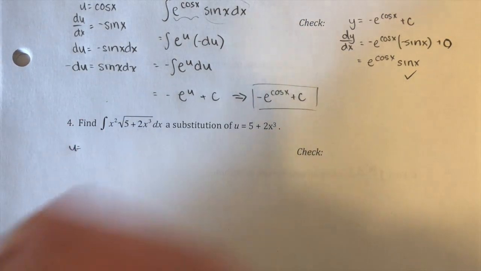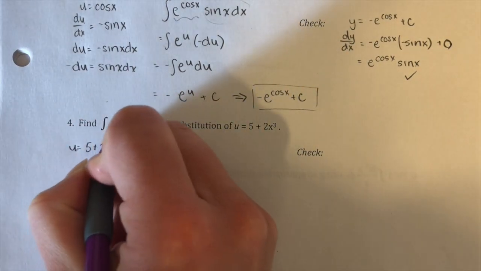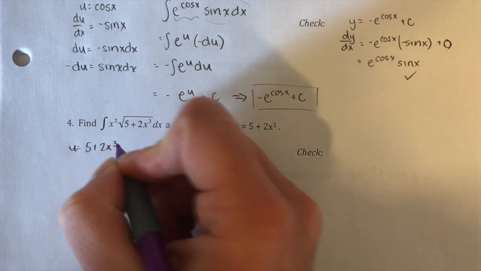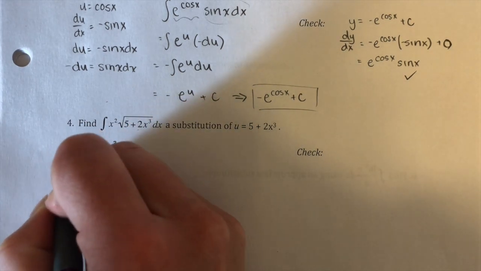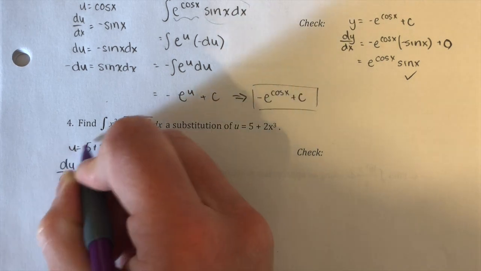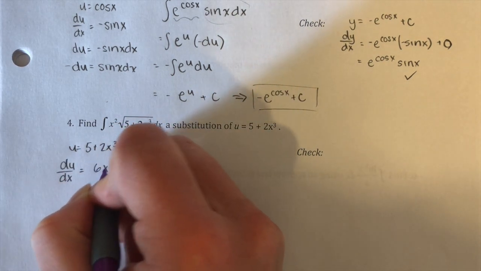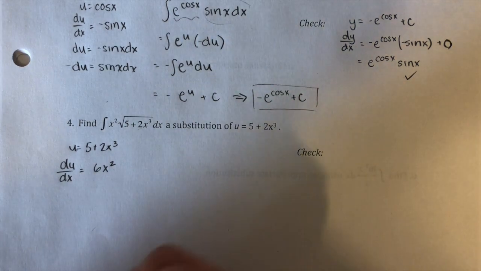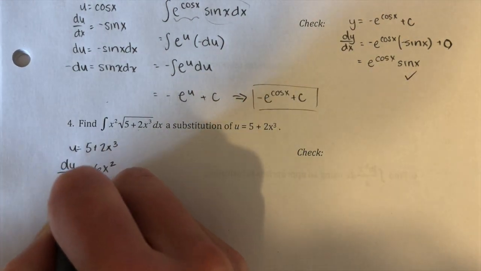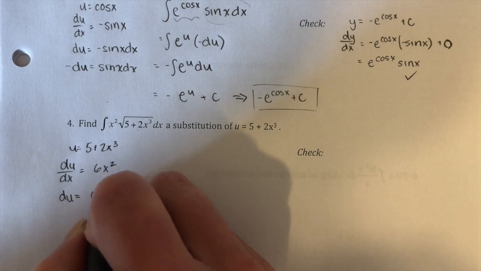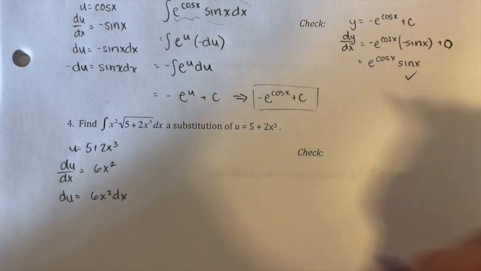So u is equal to 5 plus 2x cubed. So then du dx, the derivative of 5 is just 0. The derivative of this guy is 6x squared. So then du would be equal to 6x squared dx.